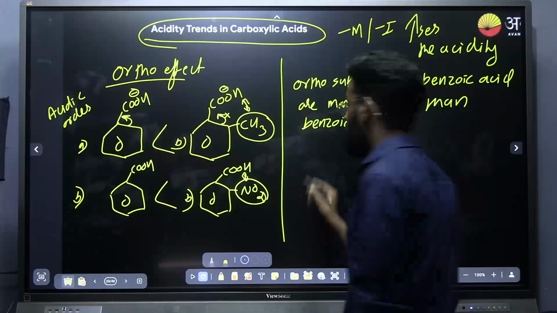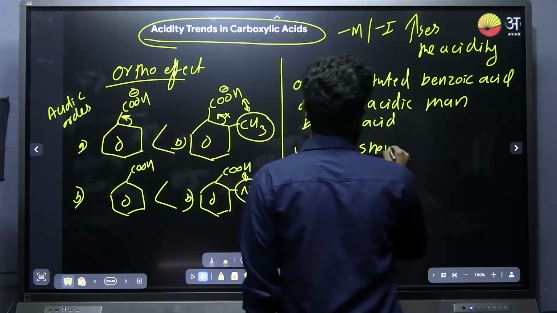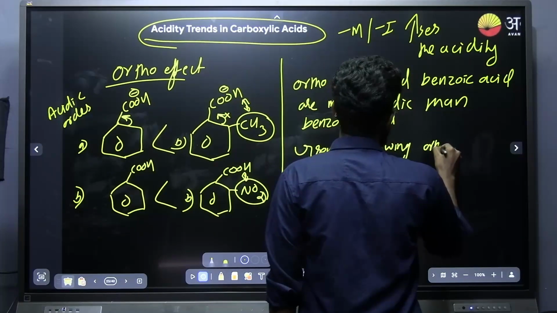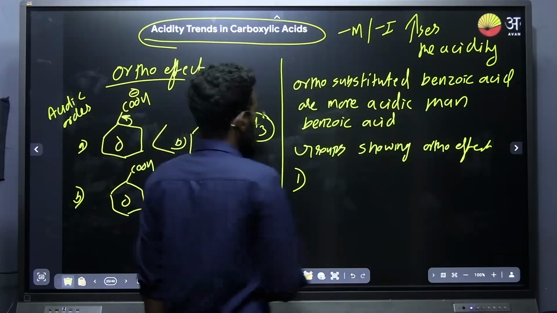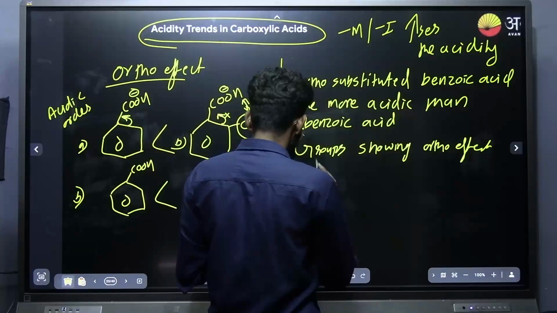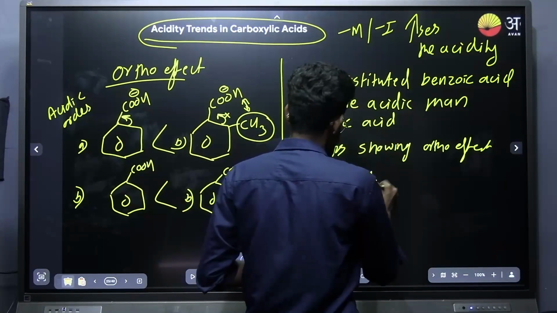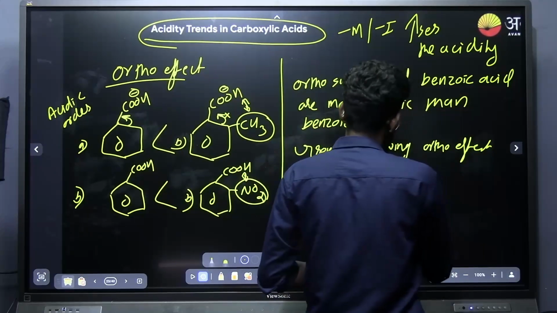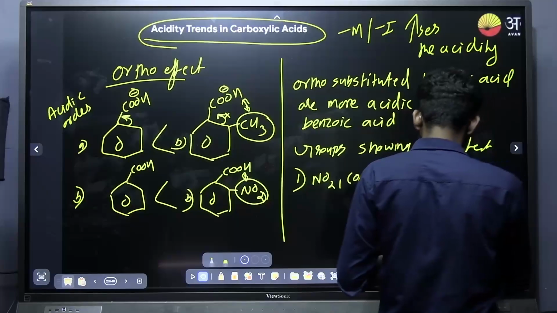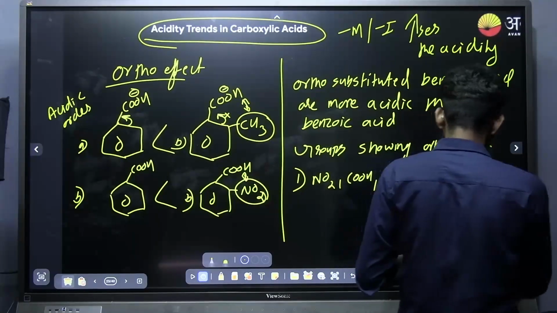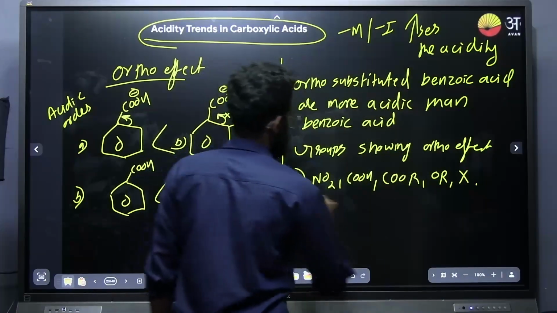So just note down what are the groups showing ortho effect. First one, the bulkier groups. Which are the bulkier groups? NO2, COOH, COOR, OR, halogens. Yeah, halogens, these are the groups that show ortho effect.